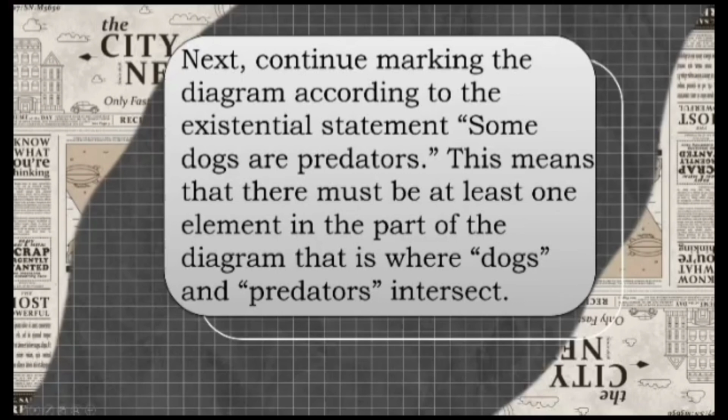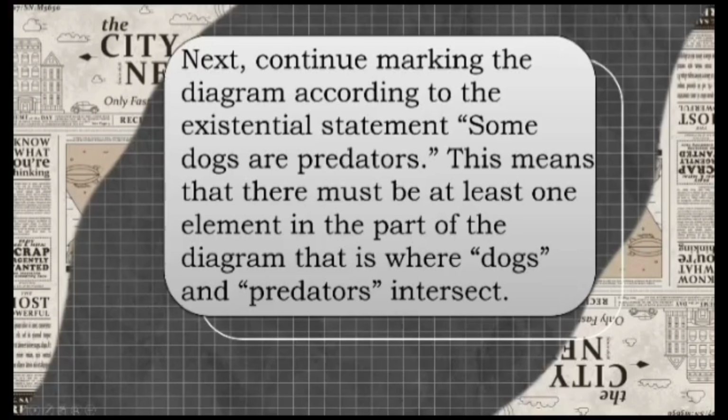Next, continue marking the diagram. According to the existential statement, some dogs are predators. This means that there must be at least one element in the part of the diagram where dogs and predators intersect. So when we say existential, it is a statement that is true if there is at least one variable within the variable domain for which the statement is true.